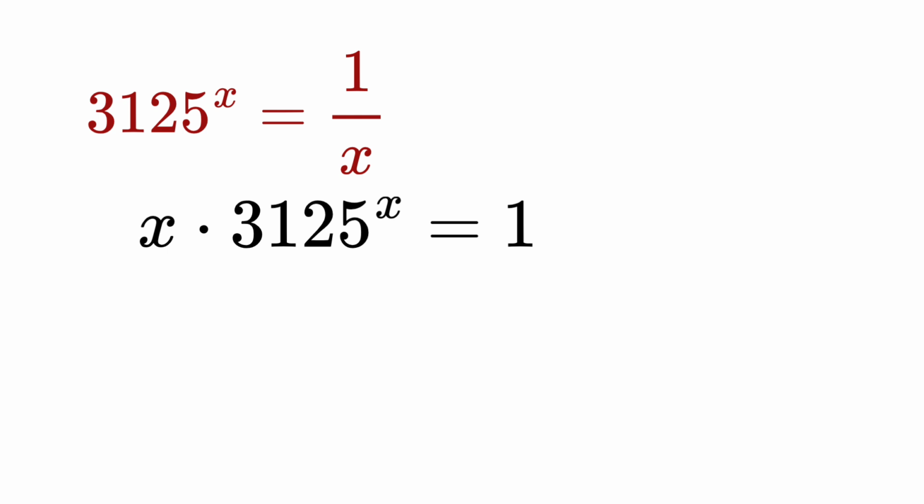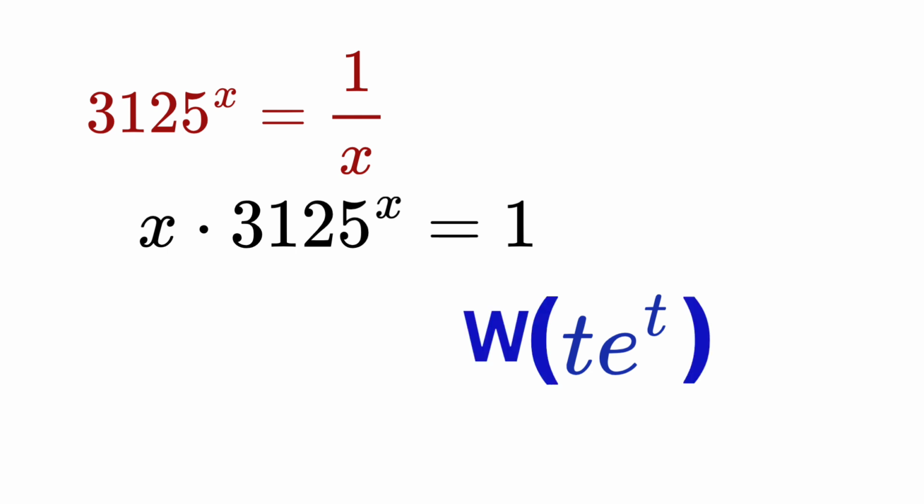First of all, we have to know what the Lambert W function is. Suppose we have a function t e^t. If we apply the Lambert W function to this expression, we get W(t e^t) = t only.